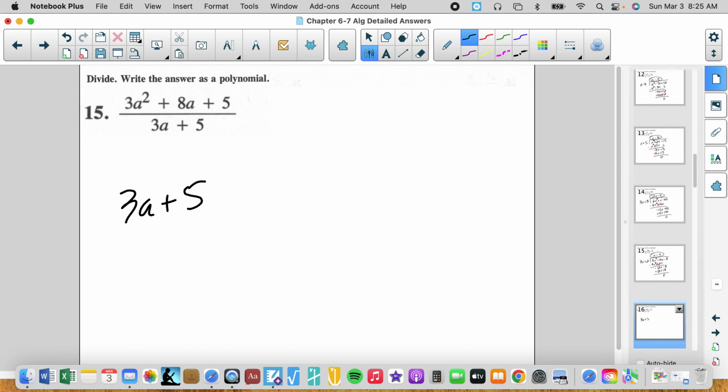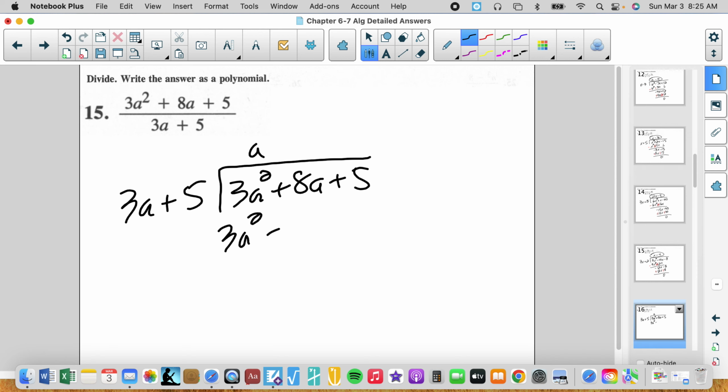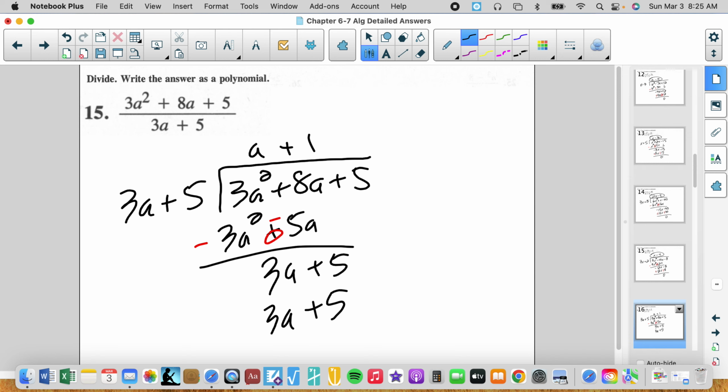3a plus 5. 3a squared plus 8a plus 5. That's going to be an a. We get 3a squared plus 5a minus, that's 3a plus 5. Ooh, I like this. Got to multiply it by a 1. And we distribute that 1, we get 3a plus 5. We'll change each of those signs, getting 0. All right, that's a good one. I like that. That's a little different.